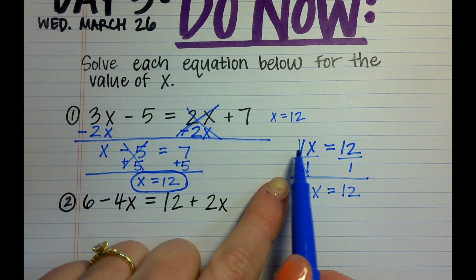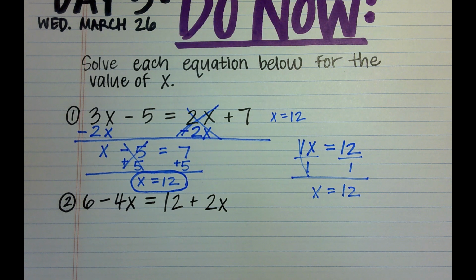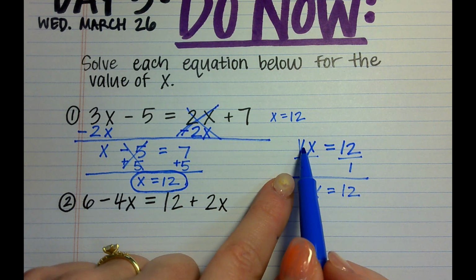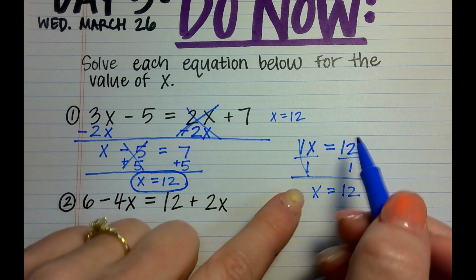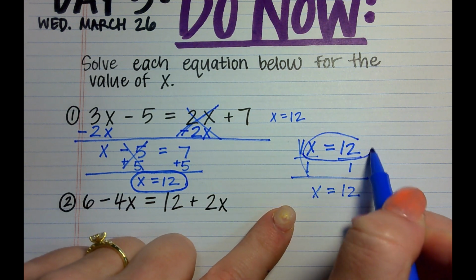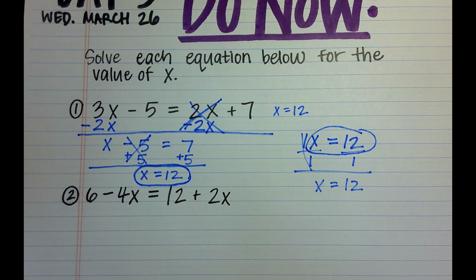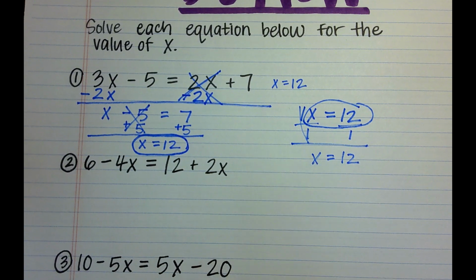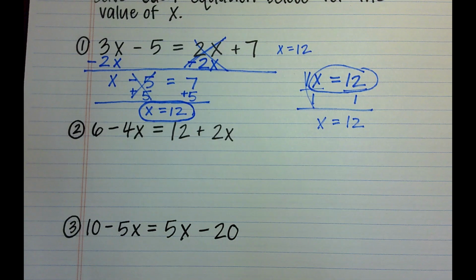If you ever get an answer that says 1x equals something, when you divide by 1, the number does not change. So if you ever get that 1x, you know x is by itself. You just wrote 12 twice and it took up more space on your paper. You don't necessarily need to do that step. However, if it makes you feel more at ease, it's fine. It's right, so I'm okay with it. But save yourself a little space and you can be done quicker. All right. Any questions about number 1?